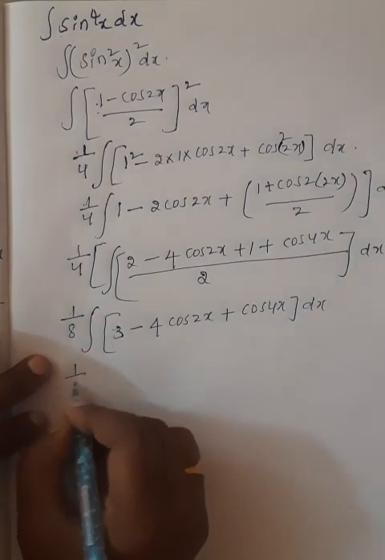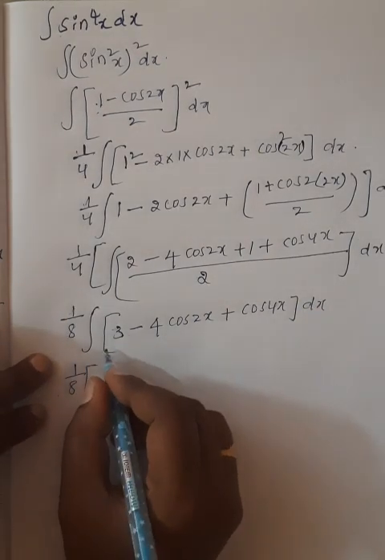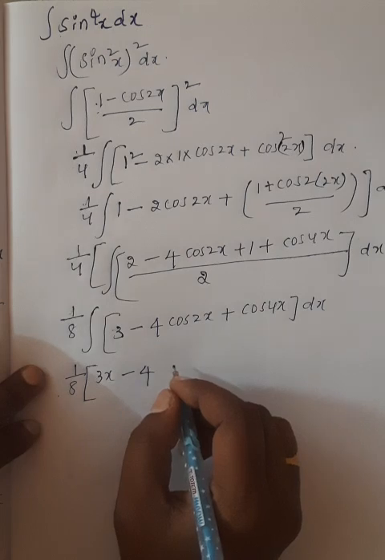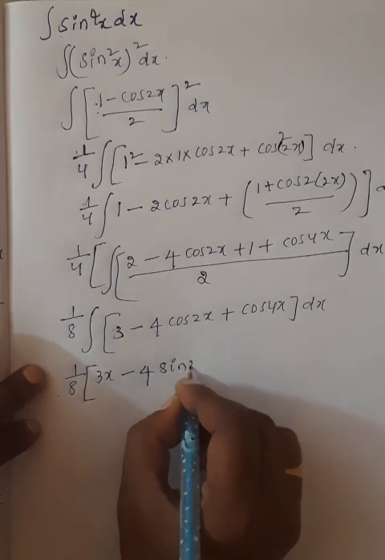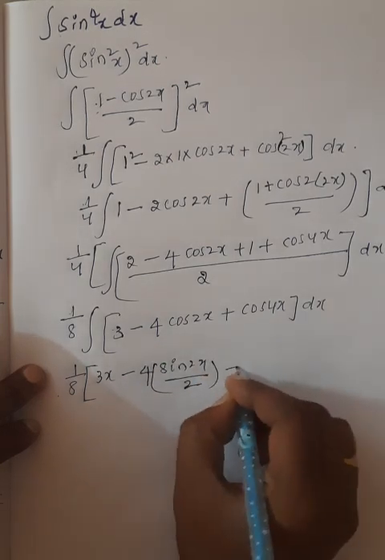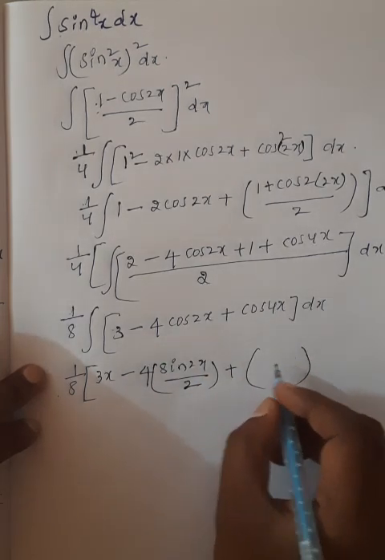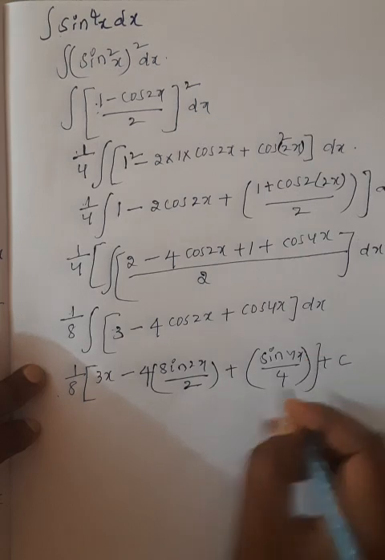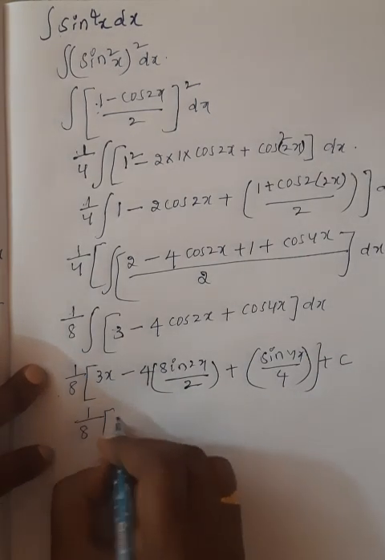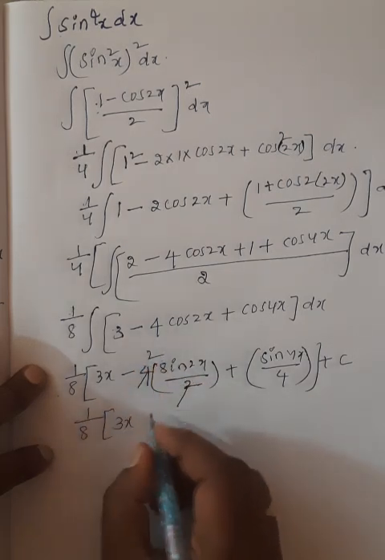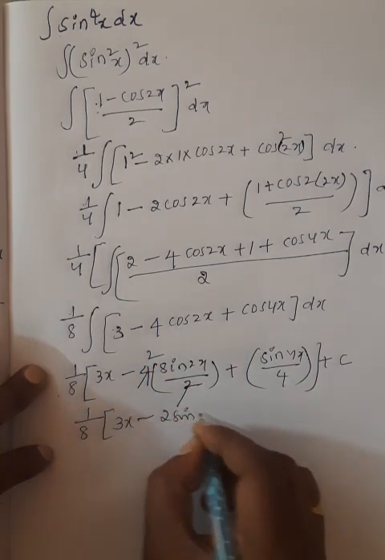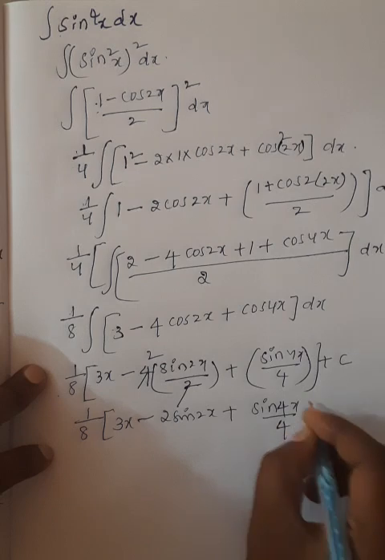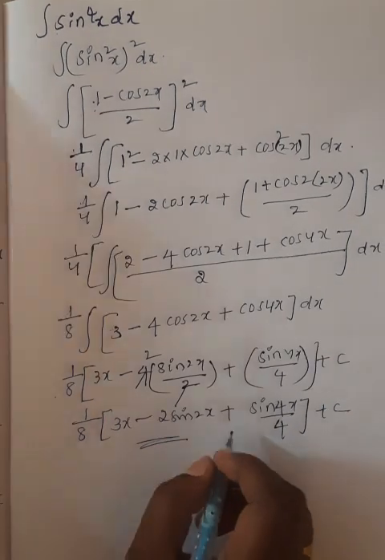Now we have to do the integration separately. So integration of 3 will become 3x, minus 4 into integration of cos 2x, which will become sin 2x by 2, plus integration of cos 4x, which is sin 4x by 4, plus c. So it will become 1 by 8 into 3x, minus 2 sin 2x (the 2 and 2 get cancelled), plus sin 4x by 4, plus c. So this is our final answer for the given question.